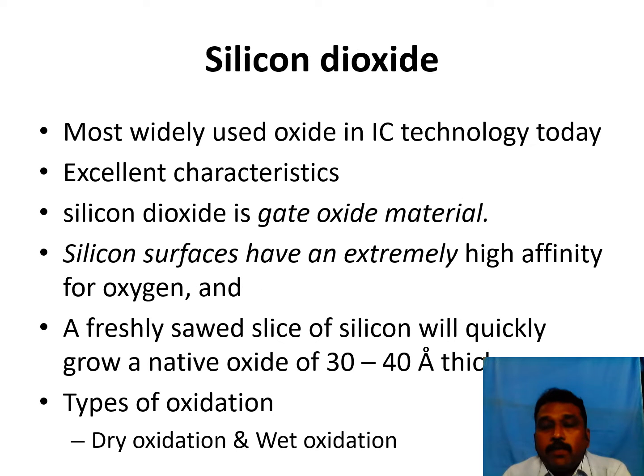So what we are using is silicon dioxide. As I told already, silicon is the most widely abundant material. So we are going for silicon dioxide. The most widely used oxide nowadays is silicon dioxide, and it has very good characteristics, and it is a gate oxide material also. The silicon surface has an extremely high affinity for oxygen, so you can very easily get silicon dioxide. A freshly sawed slice of silicon will quickly grow a native oxide of 30 to 40 Angstrom thick. You can grow an oxide layer of thickness 30 to 40 Angstrom.